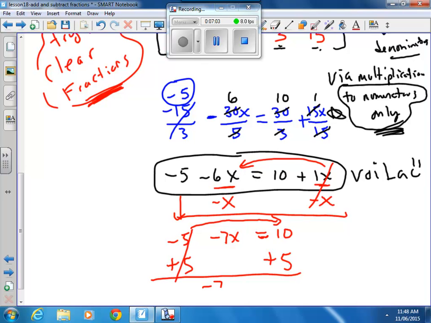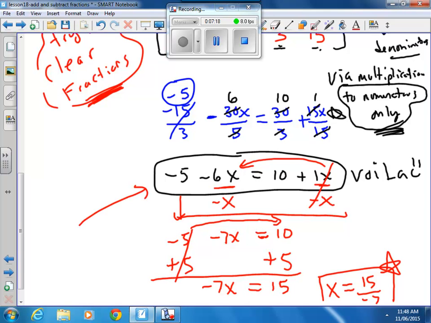So now we have -7x equals 10 plus 5, which is 15. And so you arrive at x equals 15 over -7. So you arrive at that answer. And what's neat is what we did is we cleared fractions. Once you clear the fractions from the problem, it's easier to operate, it's easier to balance the equation.